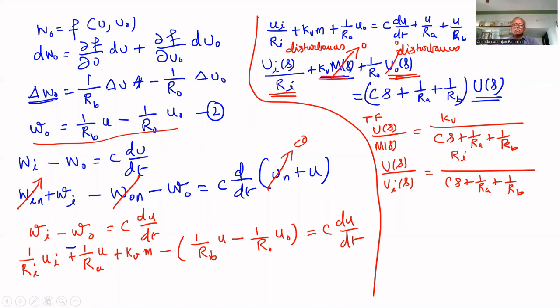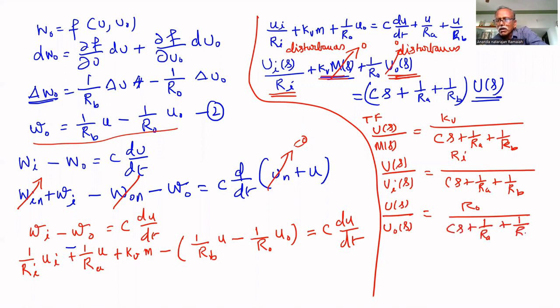The third case is there is no change in Ui. Change in Ui is 0. Change in valve opening is 0. But U naught is changing. Then it is called disturbance model. U of s upon U naught of s equal to R naught upon Cs plus 1 by Ra plus 1 by Rb.